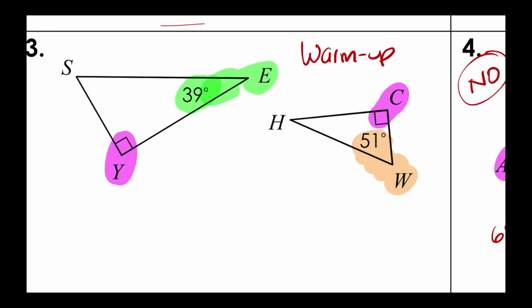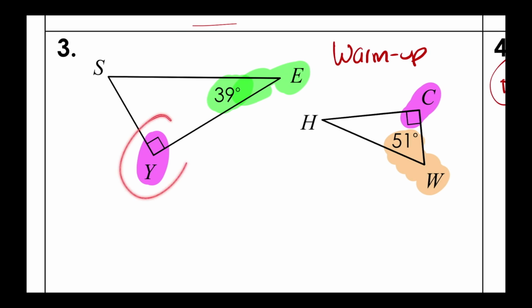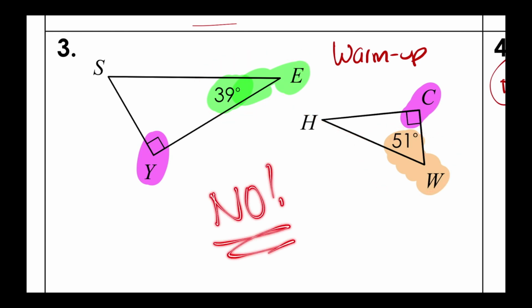What could we do? Before we say no and say, oh, mister, I only have one pair that are equal, these are not equal, so I'm done, so the answer is no, they're not similar. Is there something else we can do? Is there something else we can look at?